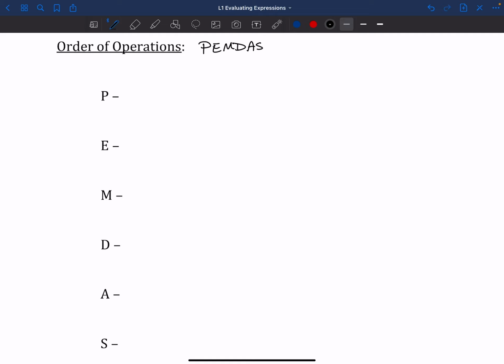The P in PEMDAS stands for parentheses. Parentheses are things that look like that in your problem. They might also look like this, or like this. You can think of them as a group of something that's specifically put together in parentheses, and that's what you want to start with. You want to jump into those and take care of whatever it is.